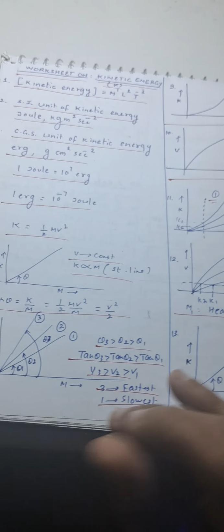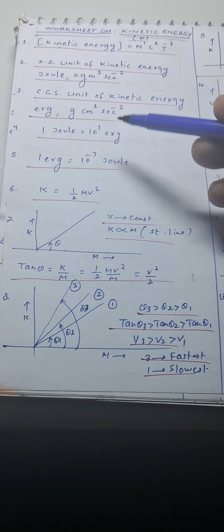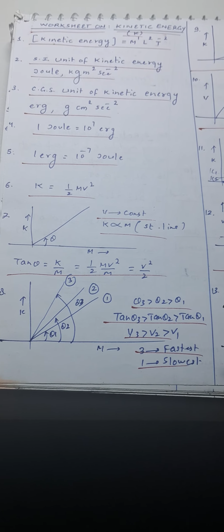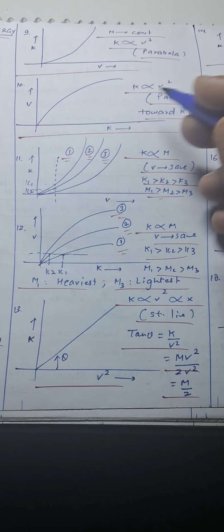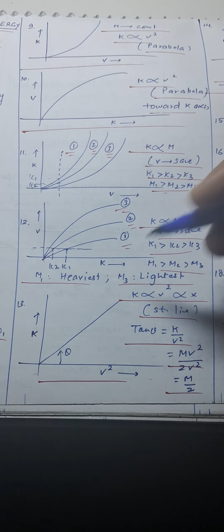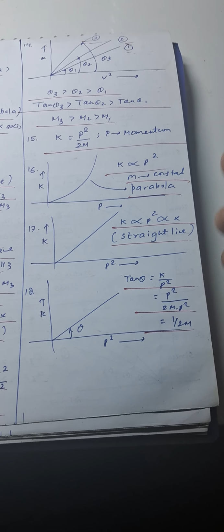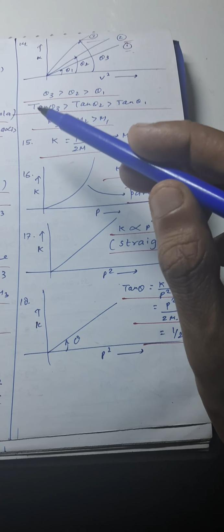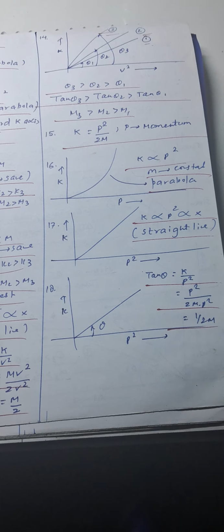Then we have another worksheet on kinetic energy, the dimension, SI unit, CGS unit, ratio, graphical variation, analysis of three different cases for comparison of velocity in three different cases. Then graphs between kinetic energy and speed, v square, three different cases comparison. Then K versus v square graph for three different cases. Then kinetic energy versus magnitude of momentum graph in different cases. So this is another worksheet.